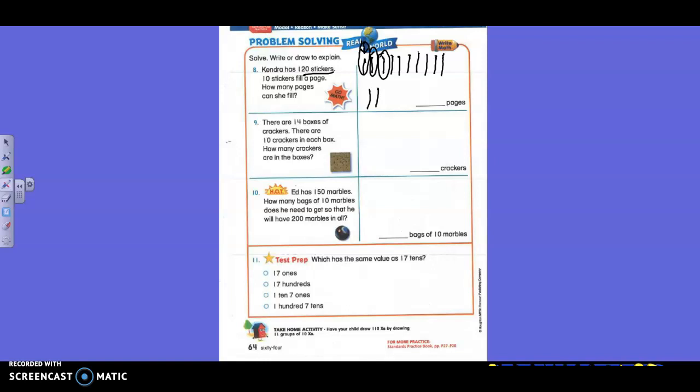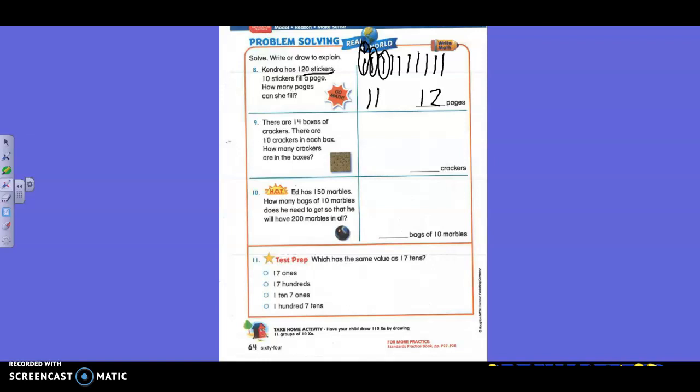So how many pages, guys? How many 10s did you make? Did you draw right here? How many 10s? Grayson, how many 10s did you draw? 12. You drew 12 10s. So you will fill 12 pages. Okay? Yeah, it wasn't that bad, was it? Okay, number 9. It's just trying to trick you a little bit because you're not circling them and making them into 100s. Okay, number 9.